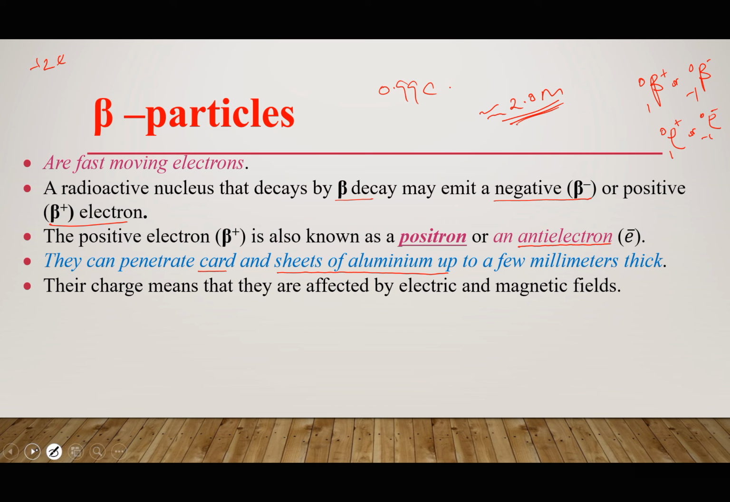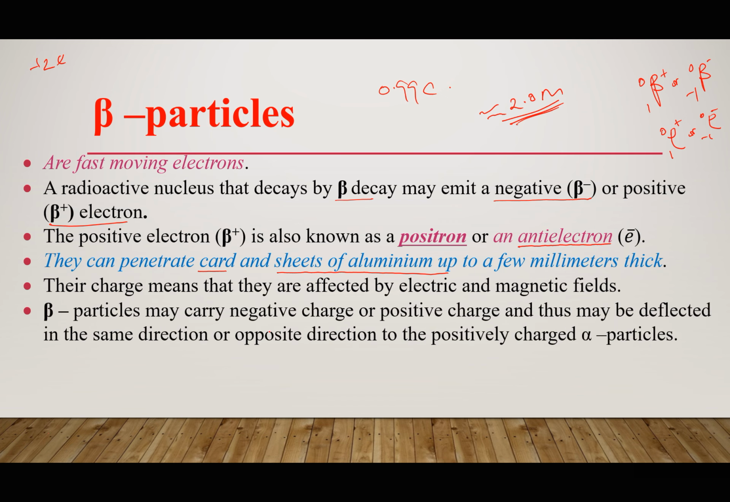So beta particles may carry negative charge or positive charge and thus may be deflected in the same direction or opposite direction to the positively charged alpha particle. If it is beta positive, it is deflected in the same direction as the positively charged alpha particle. If it is beta negative, it is deflected in the opposite direction to that of the alpha particle.